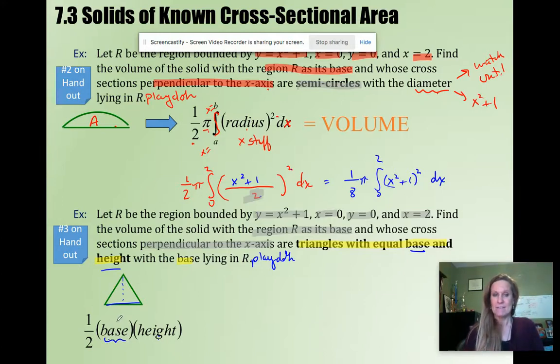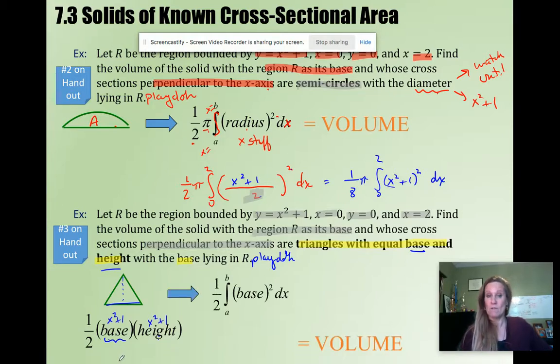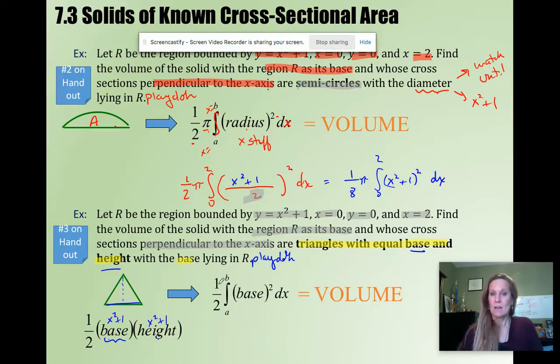So my base is described by x squared plus 1, but what do they tell me about the height? It's equal to the base. So sum all of those triangles up. 1/2 base times height, but the base is the same as the height in this particular problem, and that's how I'll get my volume. Start at 0, stop at 2. The base is x squared plus 1, squared, pointing at the x-axis, so I'm dx.